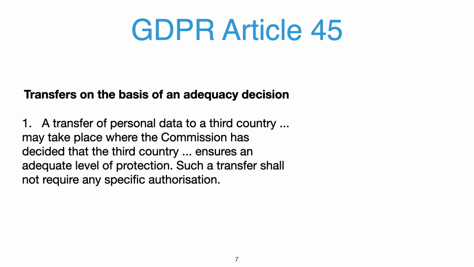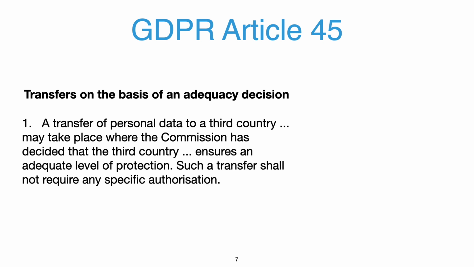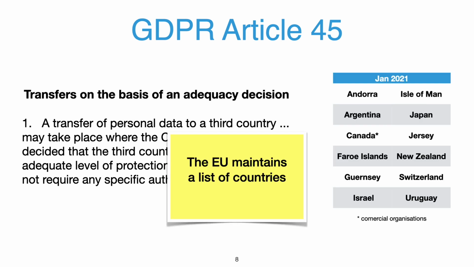So if you're in luck, the country where you want to do the processing is on the nice list of countries whose data processing regime is considered adequate. So a transfer of personal data to a third country may take place where the Commission has decided that the third country ensures an adequate level of protection. So the EU maintains a list of countries where the data processing regime is considered adequate. And as you can see here, it's quite a short list at the moment.